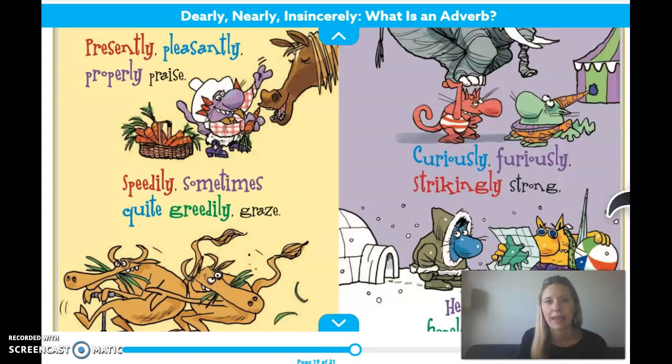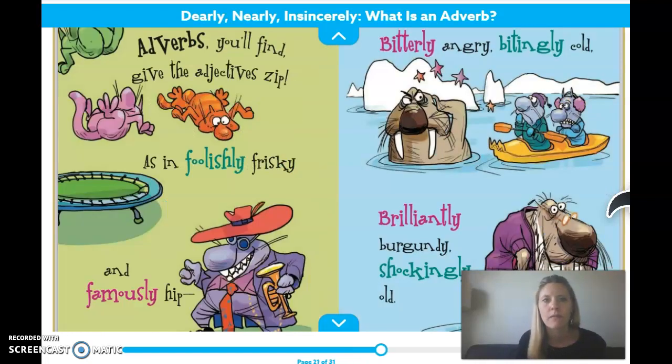Presently, pleasantly, properly praise, speedily sometimes quite greedily graze, curiously, furiously, strikingly strong, helplessly lost and hopelessly wrong. Adverbs you'll find give the adjective zip, as in foolishly frisky and famously hip, bitterly angry, bitingly cold, brilliantly burgundy, shockingly old.